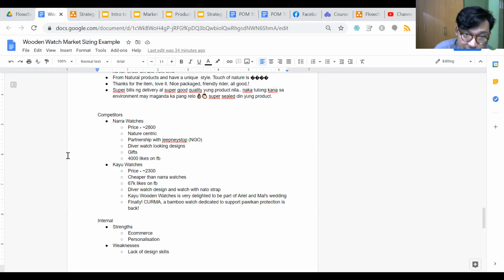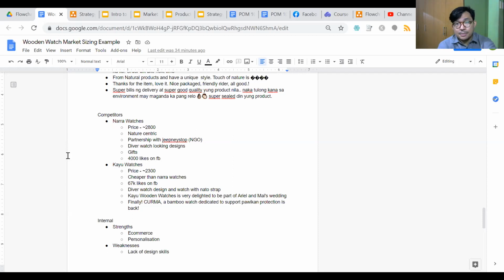As for the design, they have diver watch looking designs. For those of you not familiar, a diver watch kind of looks like this. It has that strap looking thing. So yeah, that's what a diver watch looks like. They also market their product as gifts. They have gift boxes, I think, and they have around 4,000 likes on Facebook.